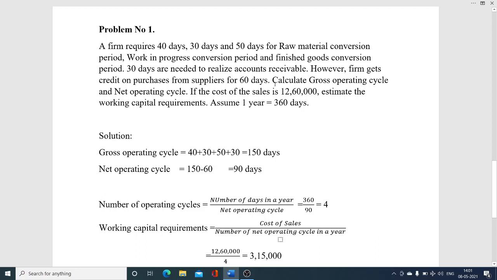First we have to calculate the gross operating cycle. Gross operating cycle is equal to raw material conversion period plus work in progress conversion period plus finished goods conversion period plus debtors conversion period. So 40 days plus 30 days plus 50 days plus 30 days, which is equal to 150 days. Net operating cycle is equal to gross operating cycle minus creditors conversion period, 150 days minus 60 days, which is equal to 90 days.